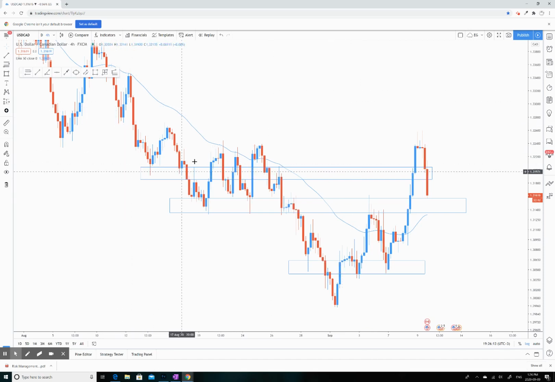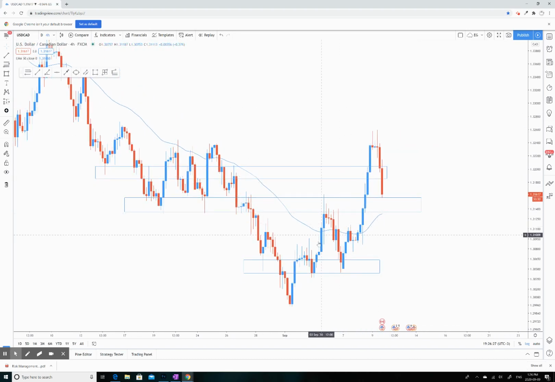When price is below this EMA on the 4-hour chart, I'm generally looking for sells. Remember, this is when I'm day trading, so when I'm in and out of the market in a few hours. When it breaks above, I'm looking for buys. So just really quick there.